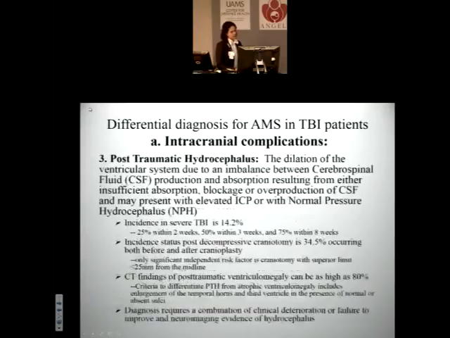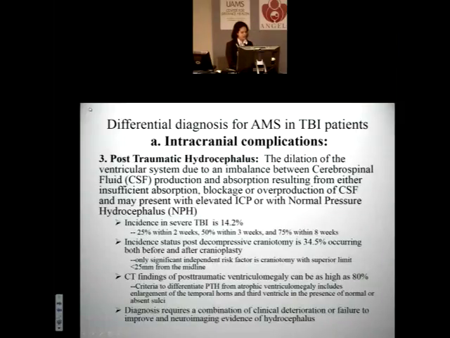After that is post-traumatic hydrocephalus. What is post-traumatic hydrocephalus? It's the dilatation of the ventricular system due to an imbalance between the CSF production and absorption, resulting from either insufficient absorption or production, or blockage or overproduction of CSF. This can be either normal pressure hydrocephalus or can present as elevated intracranial pressure.